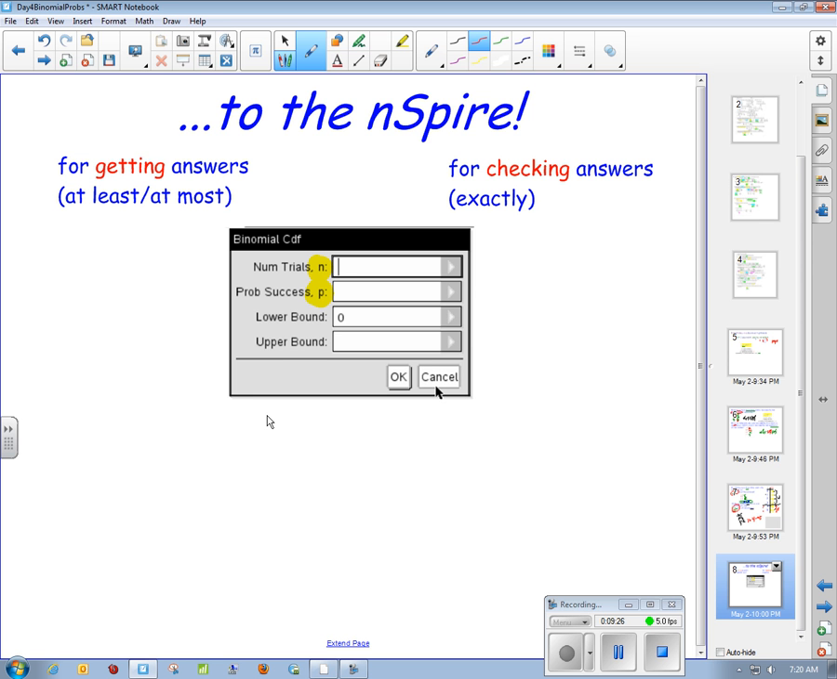Now, there's one screen that you can use. When you have an at least or an at most question, you're allowed to use the Inspire to come up with the answer. You don't have to show the individual calculations. When you're asked about exactly, then you're going to have to come up with the individual calculations. You're going to have to show the formula substitutions, but you can use the same screen to check your answers and make sure that you came up with the proper answer at the end of the problem.